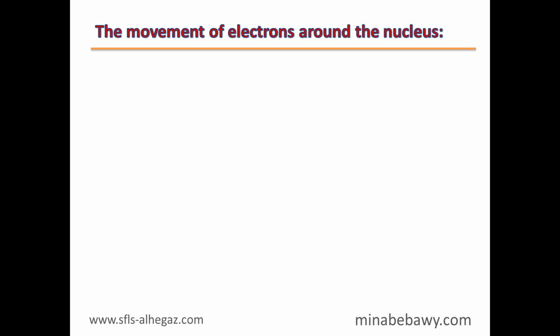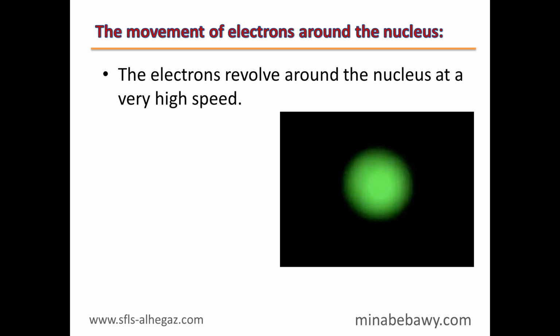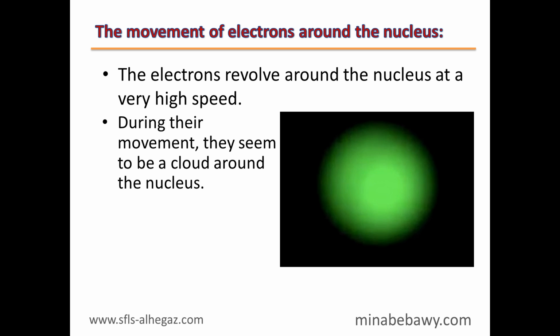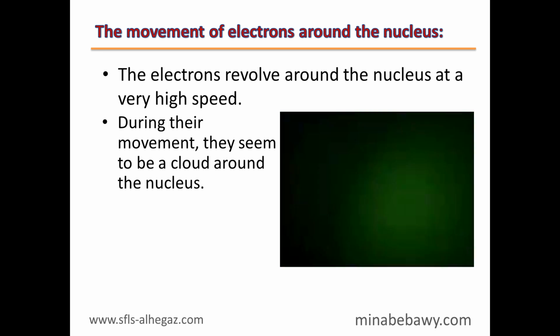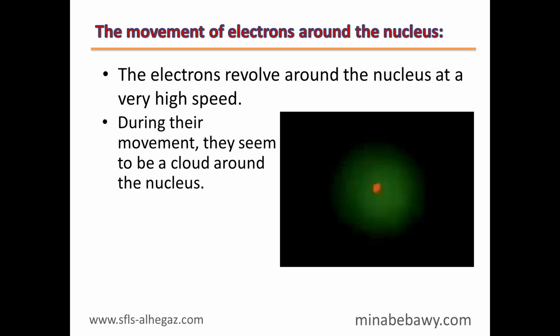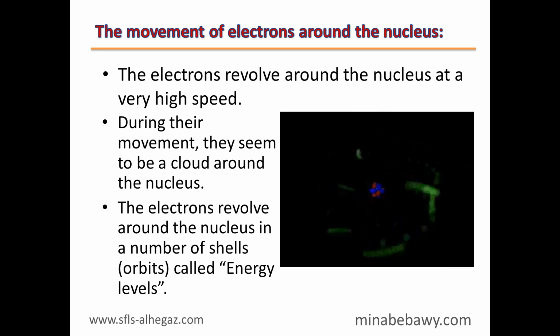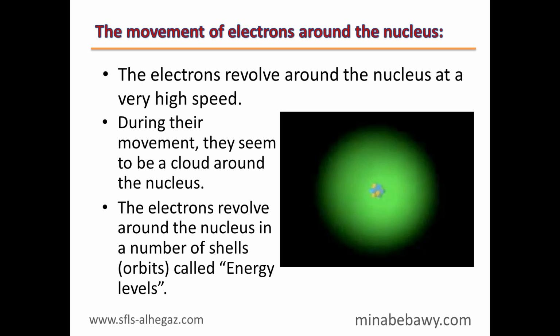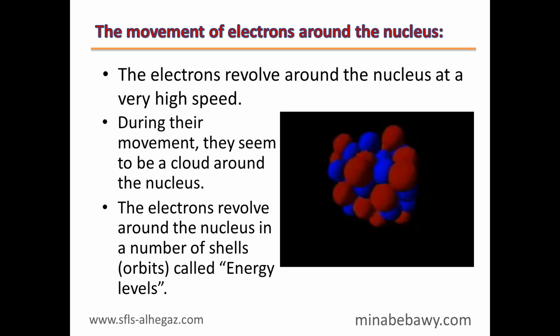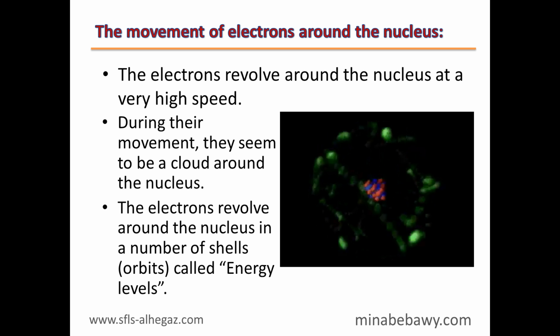The movement of electrons around the nucleus. The electrons revolve around the nucleus at very high speed, as you can see from this video. During their movement, they seem to be a cloud around the nucleus. The electrons revolve around the nucleus in a number of shells or orbits, just like planets. Each shell is called an energy level, as you can see from this video.